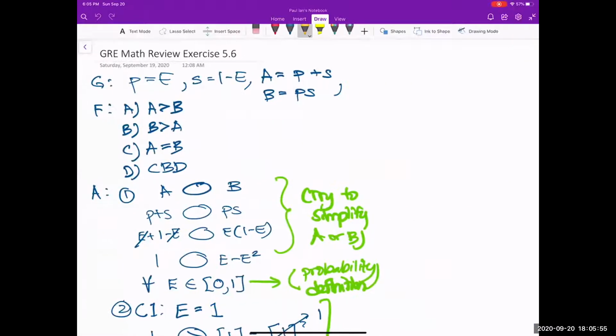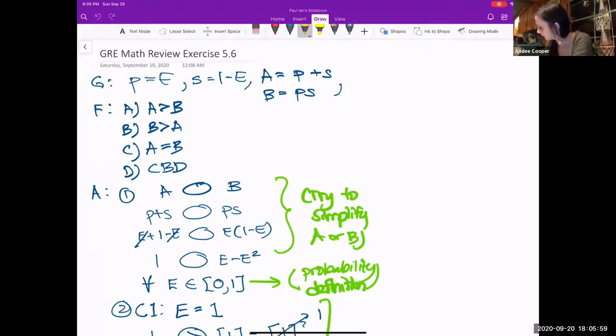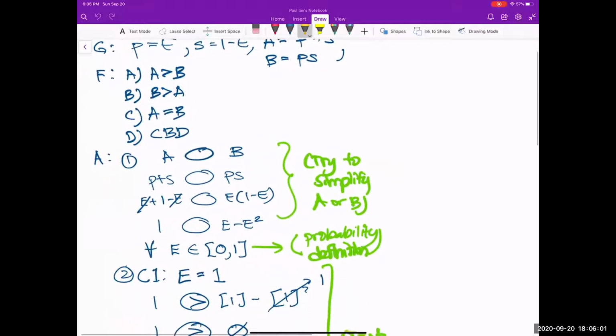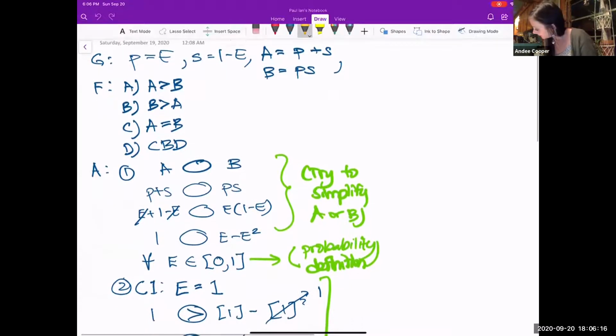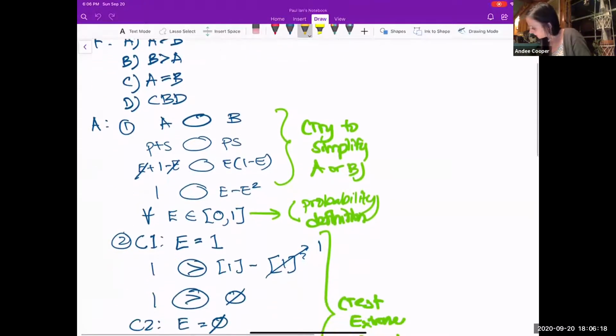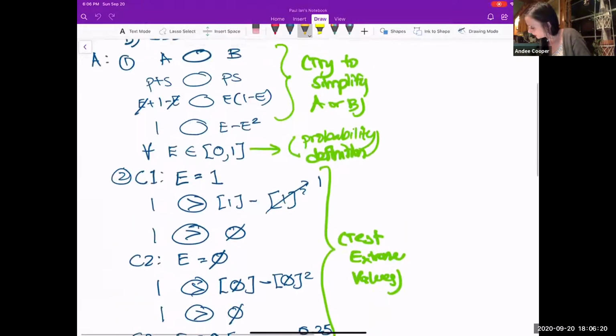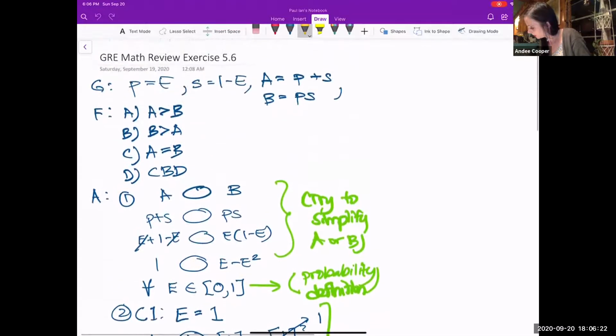Okay, let's do another one. This is the next one. The more of these you do, this is actually easier than the algebra one, right? This is algebra still, but a word problem. Before looking at your work, let me see how far I can get here. So I've got P plus S is something to PS. P is the probability that E will occur, and S is the probability that E will not occur.